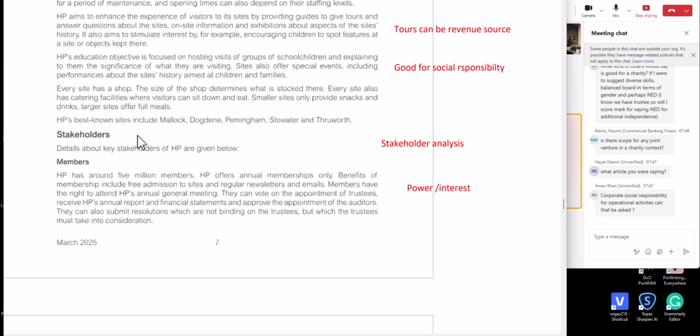Next thing is stakeholders. Stakeholder analysis. It's been a while since they asked about stakeholder analysis, how to manage the stakeholders. What is the name of the model we use when we talk about how to manage and analyze our stakeholders?